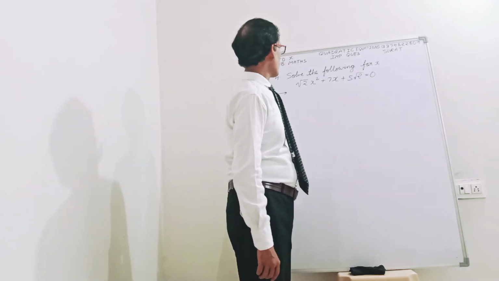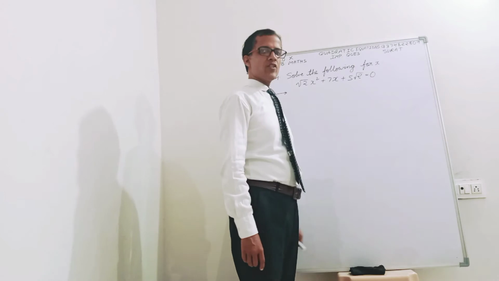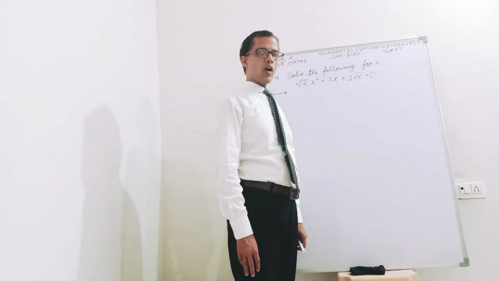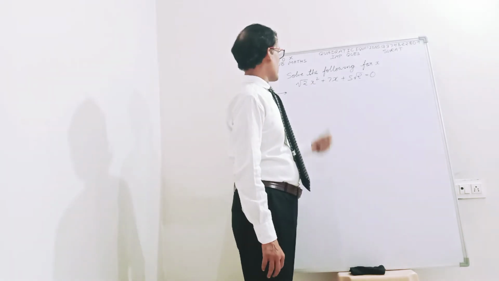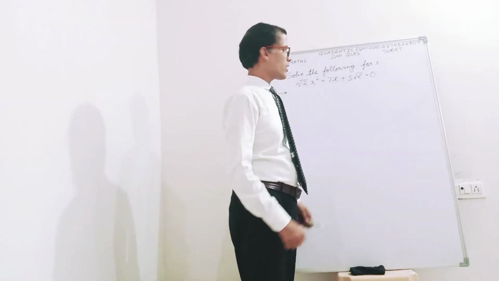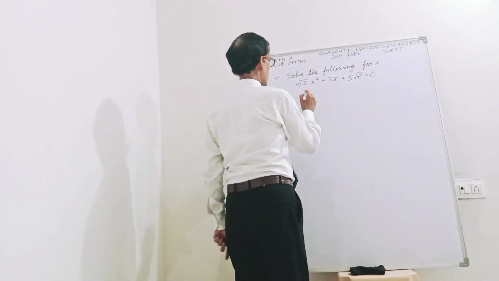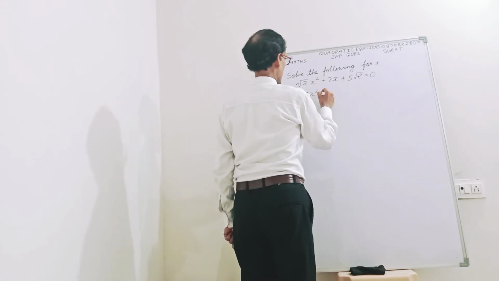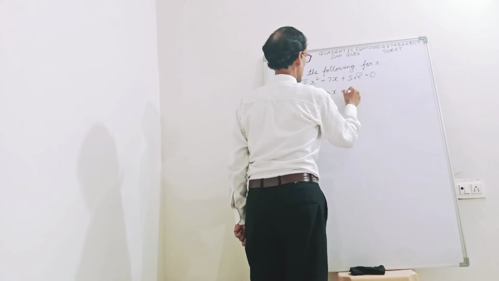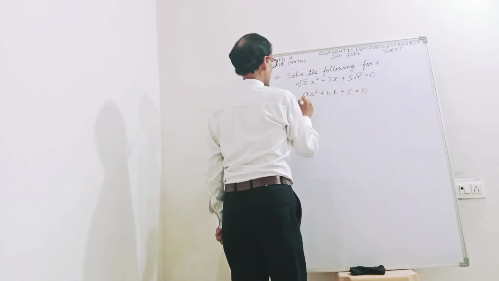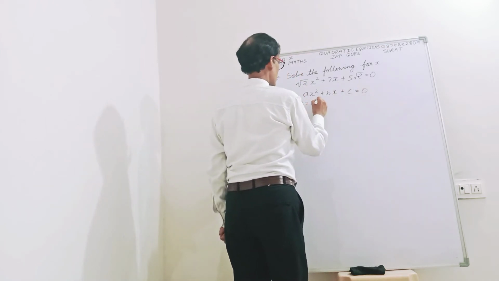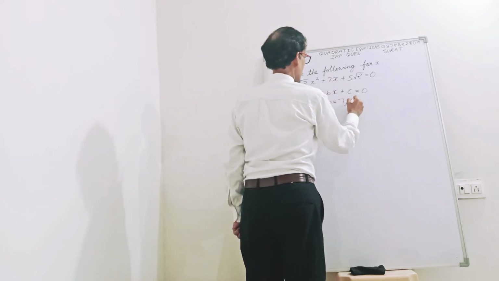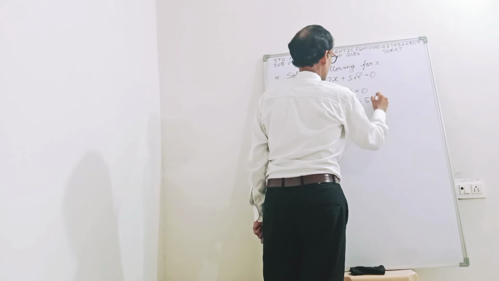Now in the fourth question we have to find x. As you know, the easiest method to find the value of x is the quadratic formula. So again we use the quadratic formula in this. First compare with the quadratic equation ax square plus bx plus c equal to 0. On comparing, what do we get? A equal to root 2, b equal to 7 and c equal to 5 root 2.